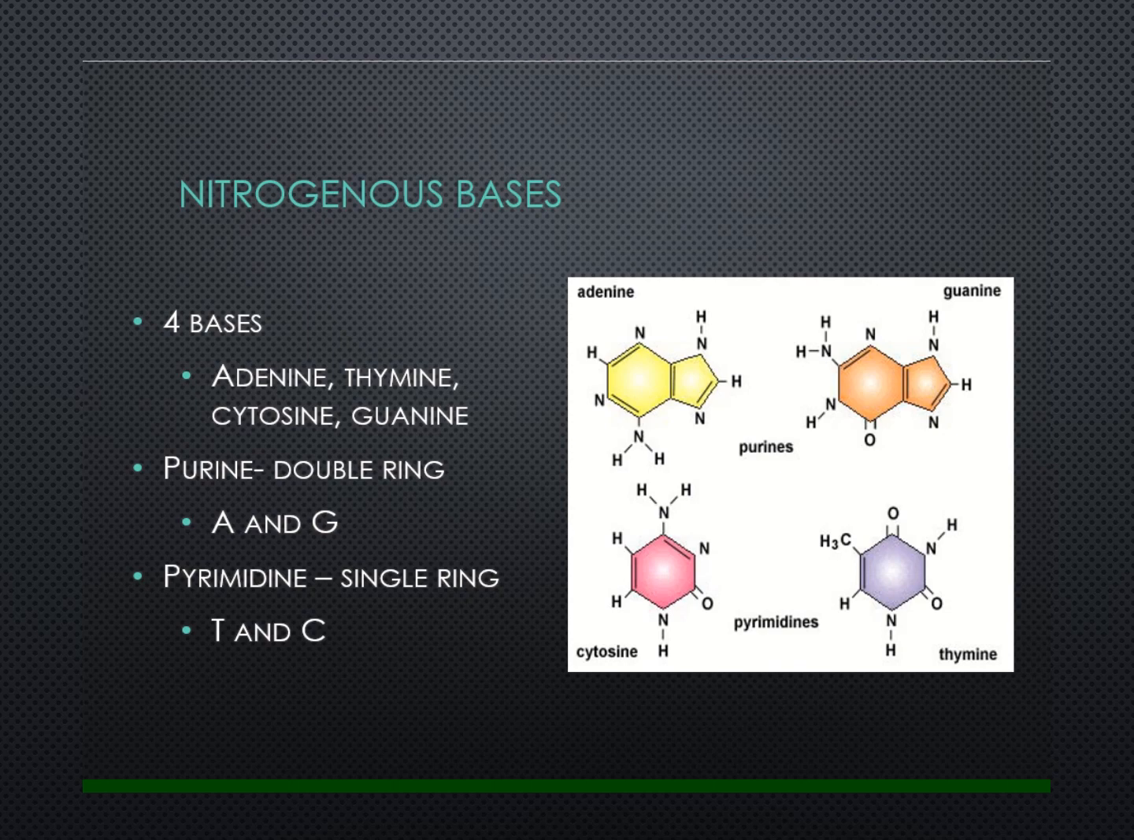So we've got 2 types. We've got purine, which is a double ring. So our adenine and our guanine are purines. They've got 2 rings. And then our second type is the pyrimidine. It's a single ring, and those are thymine and cytosine. So we've got one ring each for those.